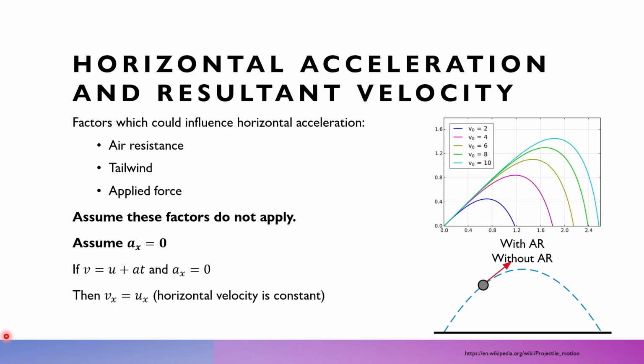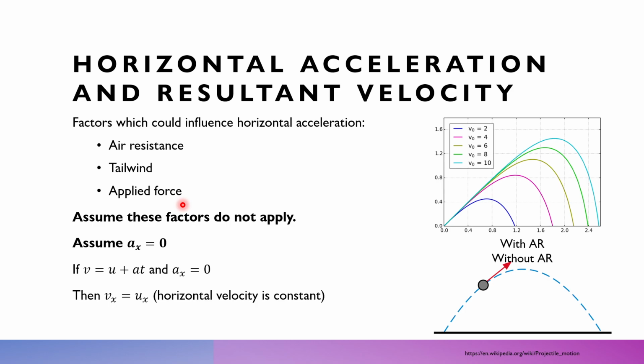So when we connect horizontal acceleration and resultant velocity, we should first take into consideration that there are many factors which could influence the horizontal acceleration of a projectile. Primarily, we'd be looking at air resistance, but potentially a tailwind could be present, or an external applied force of any other kind could be influencing the horizontal acceleration of the projectile.